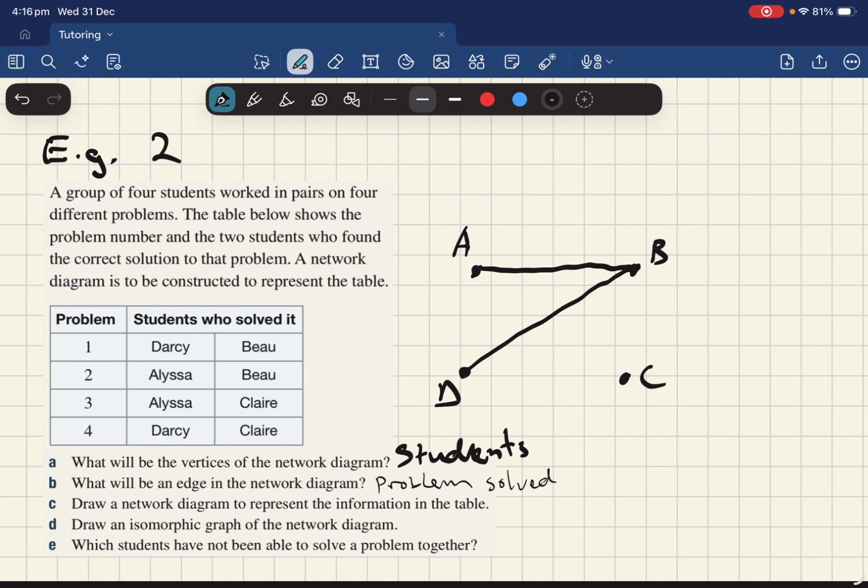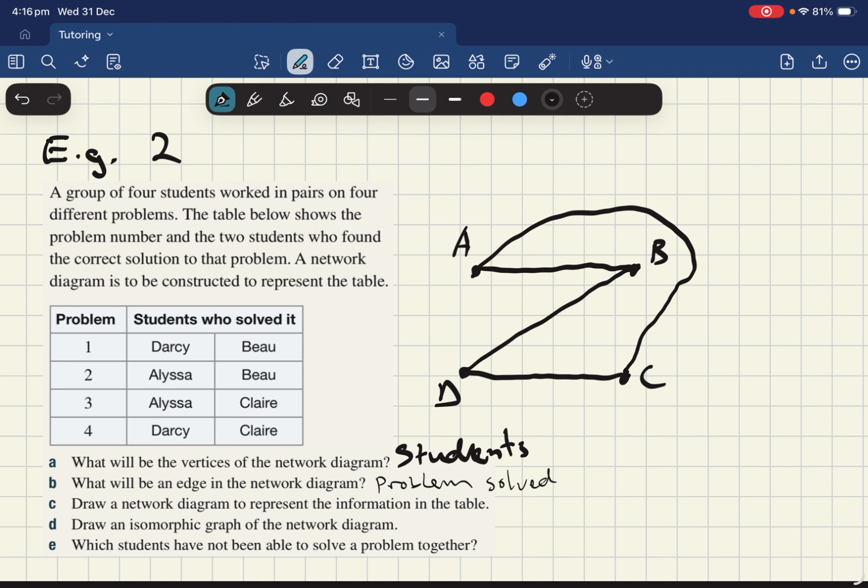We know that Alyssa and Claire solved a problem. Now, just so we're not crisscrossing along here, I'm just going to connect it like this. You don't have to do it this way, but this is just a way to draw it. So I'm connecting A to C. And we have that Darcy and Claire solved a problem. So we're going to connect these two. Okay, so this is one way to do it.